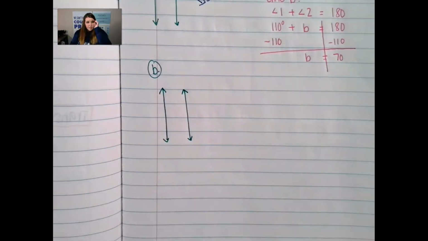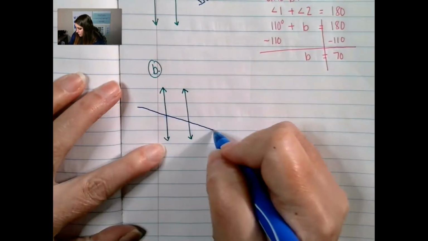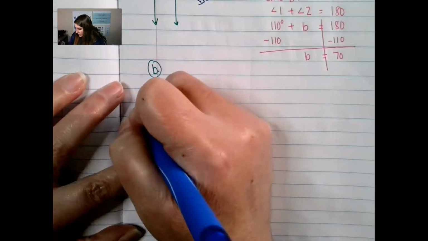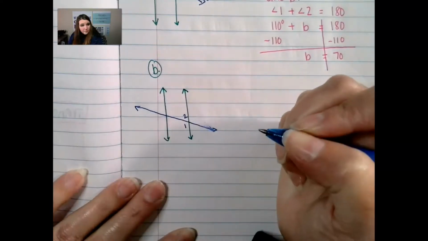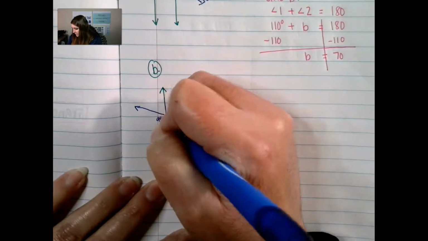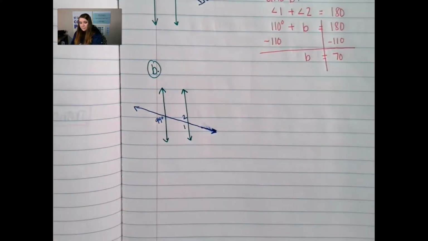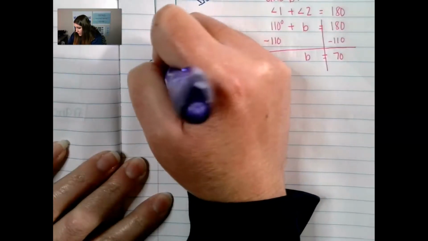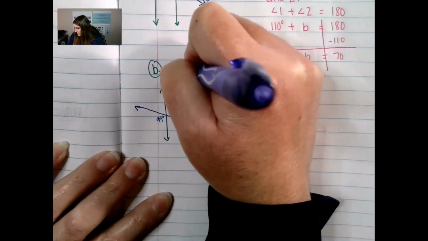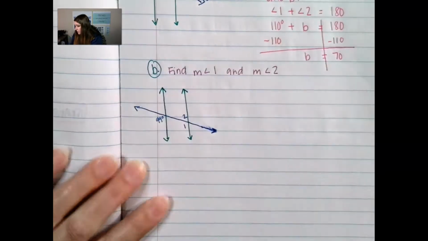And these two parallel lines are cut by a transversal line that happens to look like this. It says 2 and 1, and it says 99 degrees. Sorry that's smeared. Okay, now they want to know the measure. They want you to find the measure of angle 1 and the measure of angle 2.